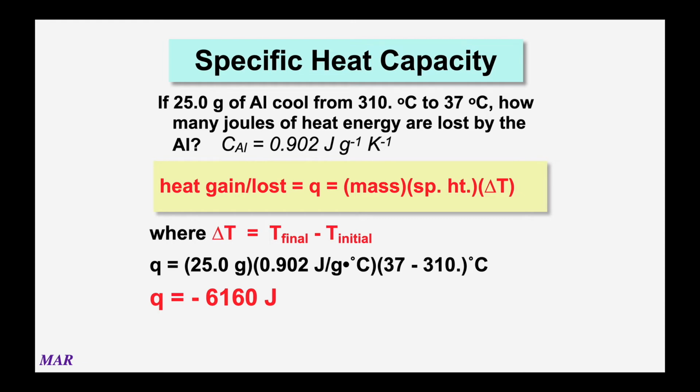So Q equals mc delta T. Here's M, the mass, 25 grams. Here's C, the specific heat, which I gave to you. And then delta T, final minus initial. So 37 minus 310. Notice the dot there. So this number comes out to be negative 6,160 joules. The Q is a negative number, so that means it's exothermic. Heat is being given off as the aluminum cools down.